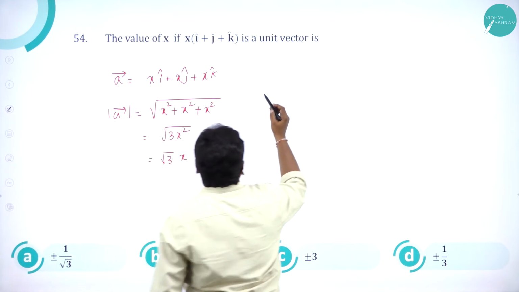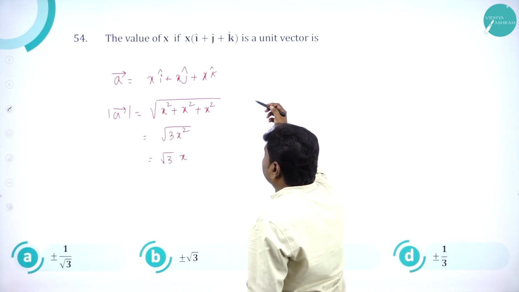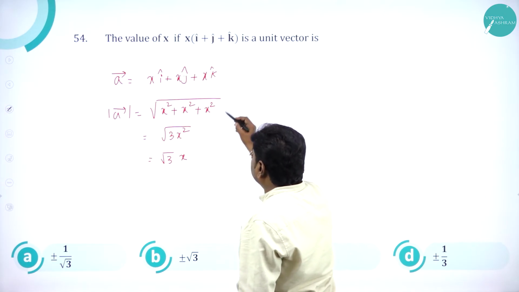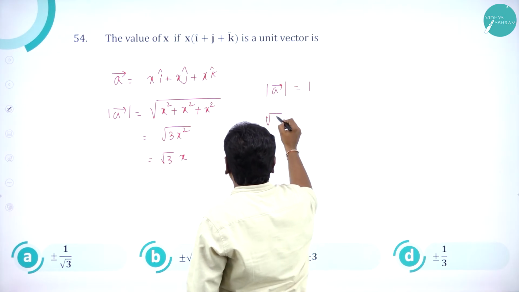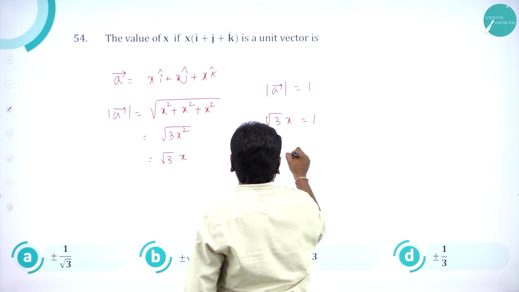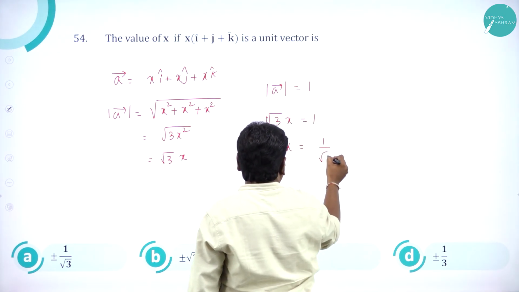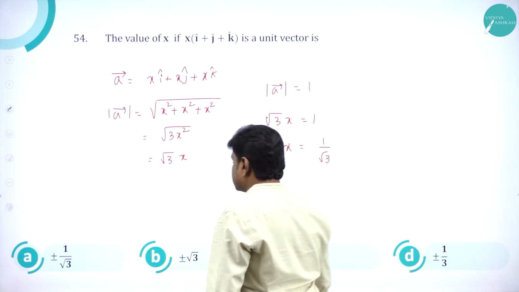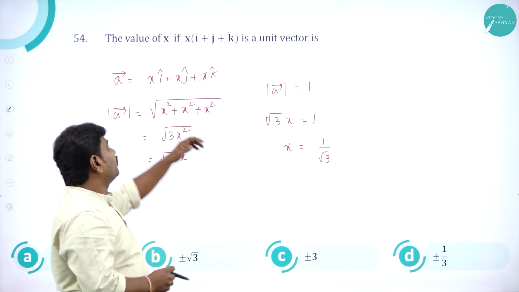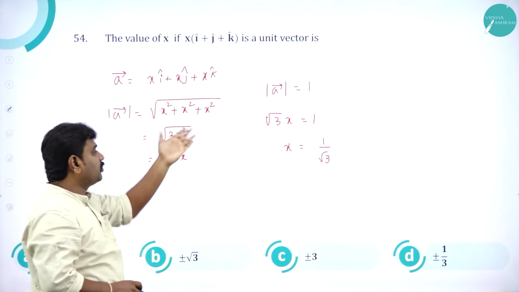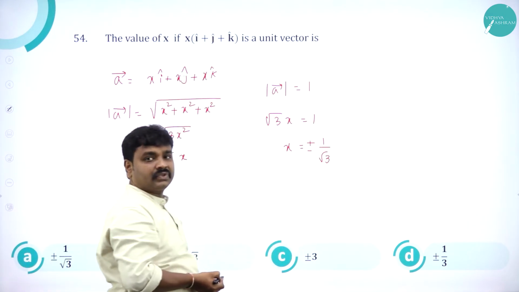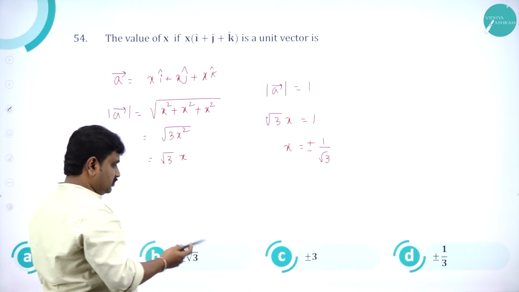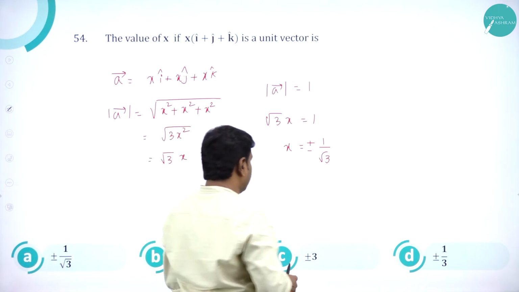Now it is a unit vector and they want the value of x. You know unit vector means the magnitude of A is 1. So root 3 times x is 1. So what is x? 1 by root 3. This will be the answer. Please understand, in the place of x, if you have all negatives, when you square it will be the same. So here we get plus or minus. Therefore x is plus or minus 1 by root 3.